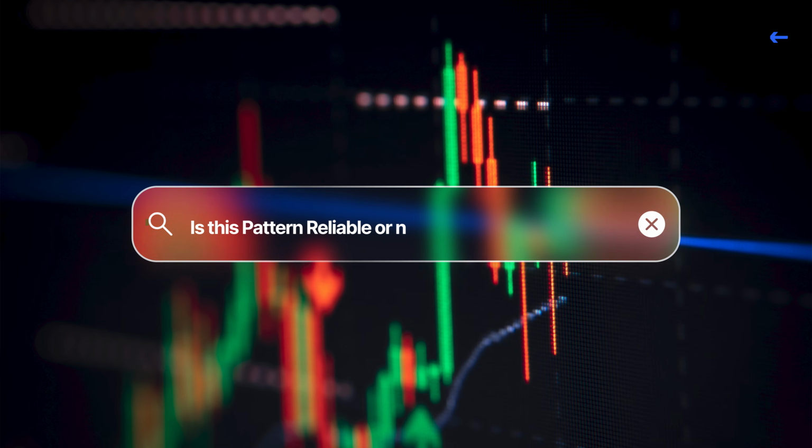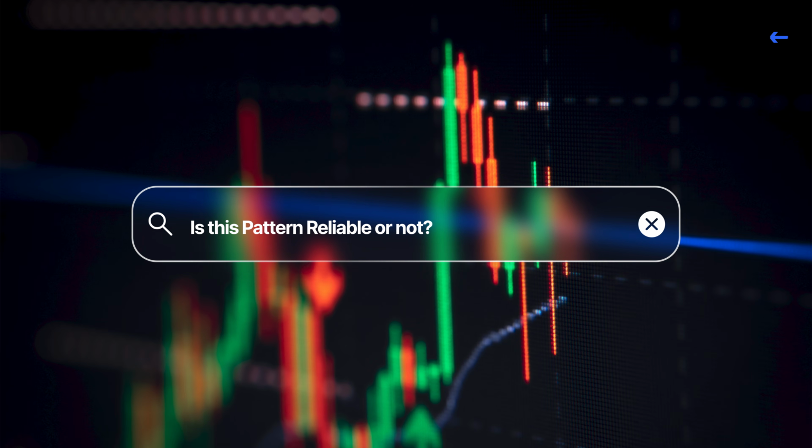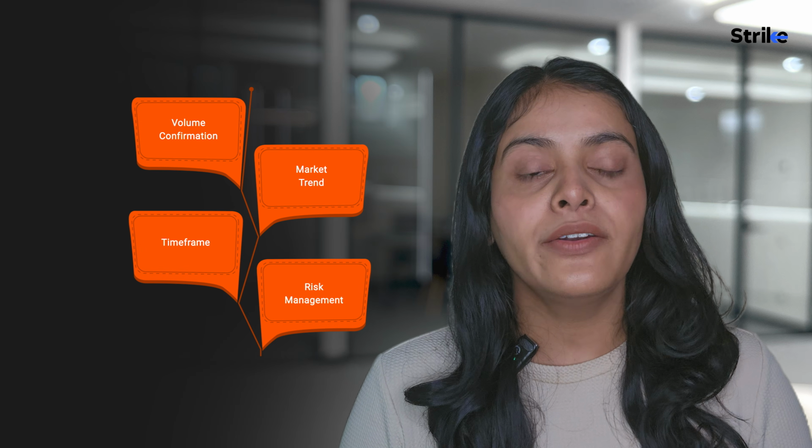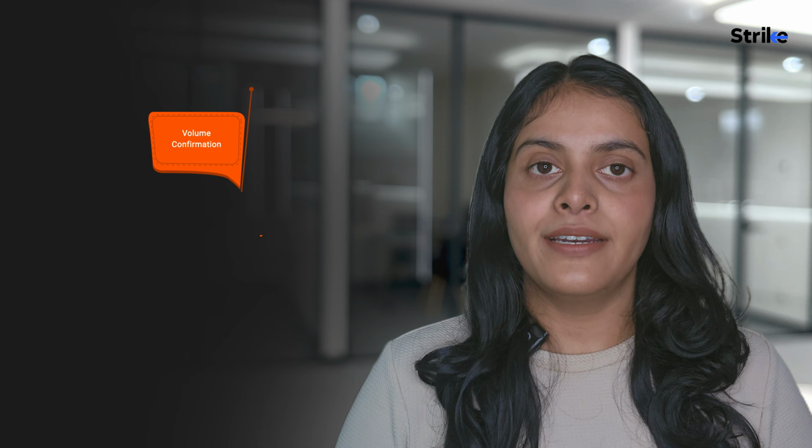Many people have this question: is this particular pattern reliable or not? So the inverse head and shoulder is considered one of the more reliable bullish reversal patterns. But reliability depends on volume confirmation, market trend, time frame, and risk management. No chart pattern guarantees success.